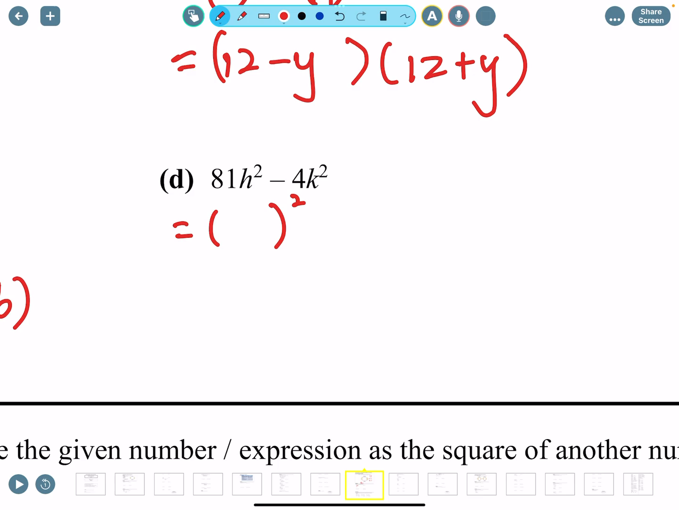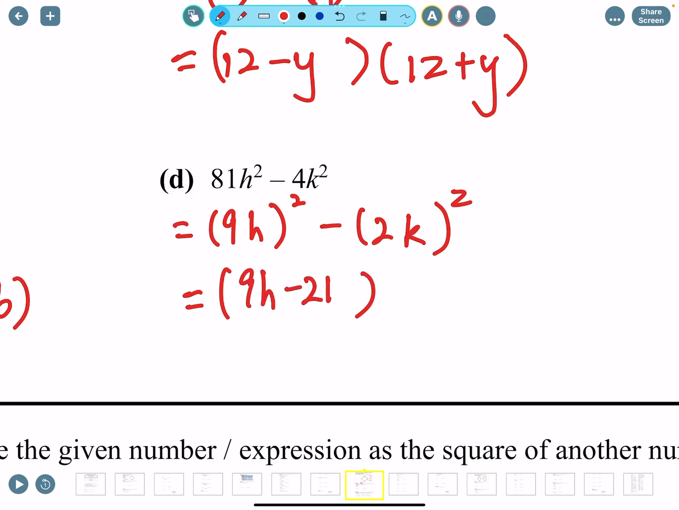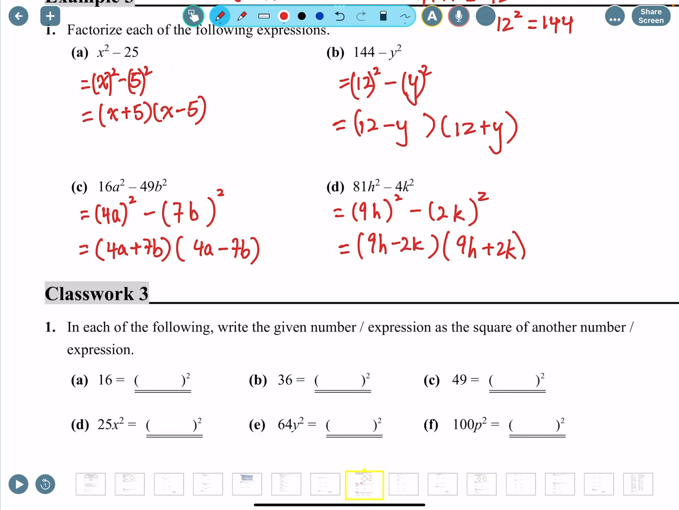Bracket square, 81 will be 9 square, right? And then h square is just h square. 4 will be 2 square, and k square is k square. So (9h minus 2k)(9h plus 2k). All right, this is the easier identity, I would say.